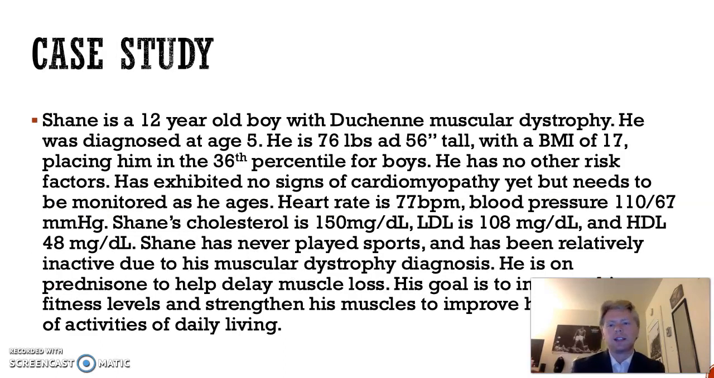And then getting into the case study. So the patient I created, I'll just read his little profile. Shane is a 12-year-old boy with Duchenne muscular dystrophy. He was diagnosed at age 5. He's 76 pounds, 56 inches tall, and he has a BMI of 17. This BMI places him in the 36th percentile for boys, so he's definitely on the lighter side.